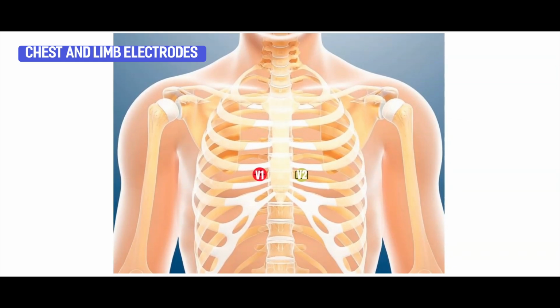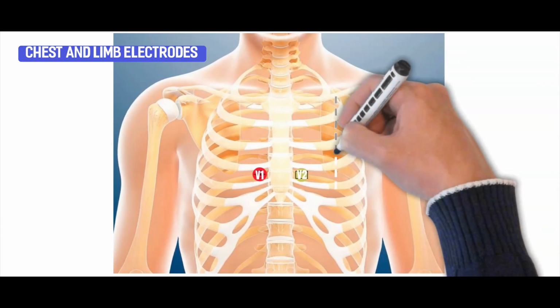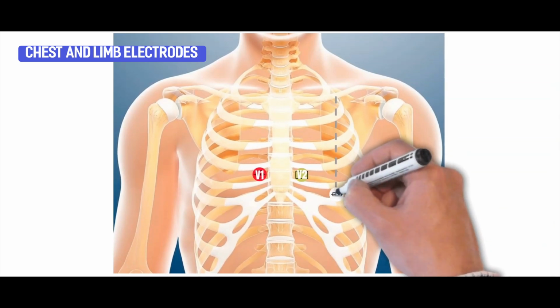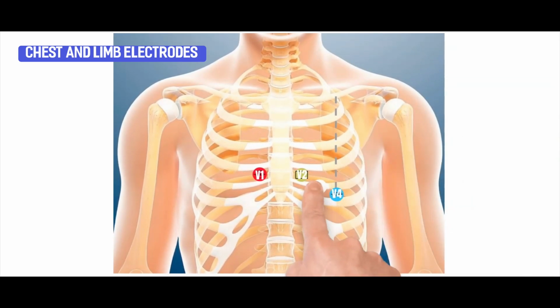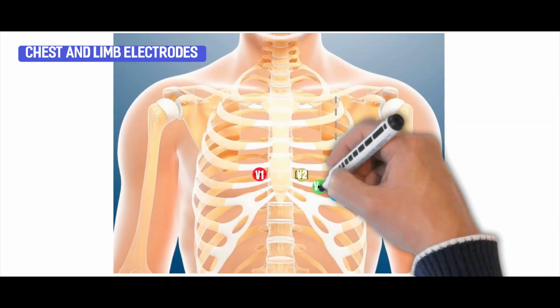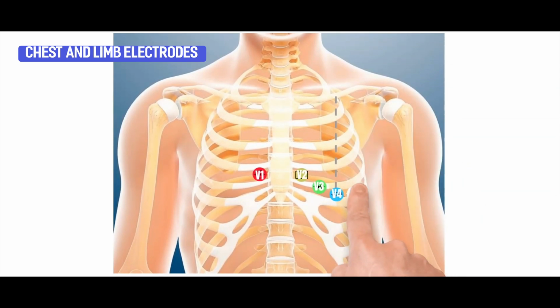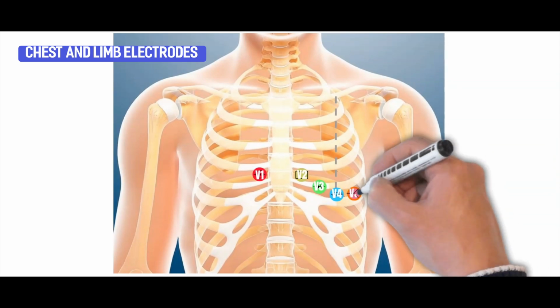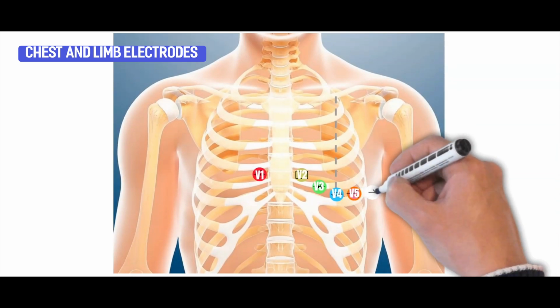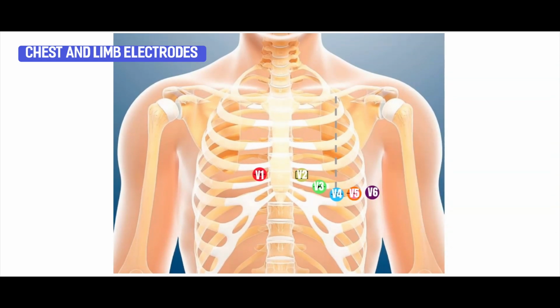V3 is placed midway between the V2 and the V4 electrodes. Therefore, you need to place the V4 electrode first, before the V3. So, V4 is placed on the 5th intercostal space in the mid-clavicular line. And then, V5 should be placed on the left anterior axillary line at the same horizontal level as V4. And then, V6 is also placed on the left mid-axillary line at the same horizontal level as V4 and V5.